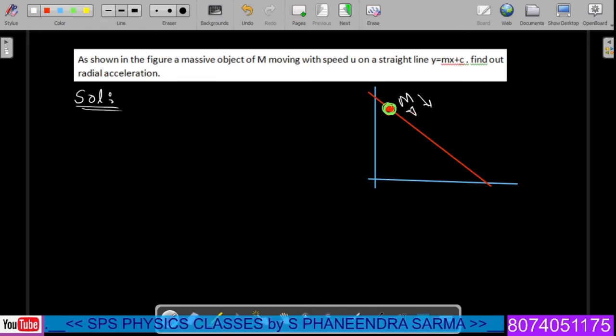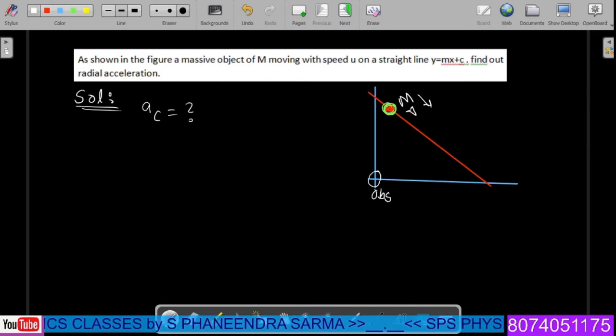The first question for the student is: as the object is moving along a straight line, is it possible to have a radial acceleration here? Now, in this kind of graphical model problem, the observer position should always be at what position? It is not on the trajectory, but it should always be at the origin. So here we have to consider that the observer is present at the origin.